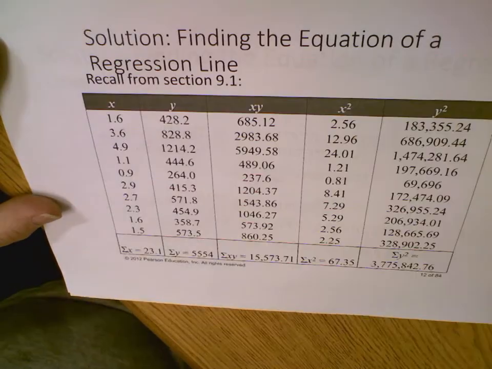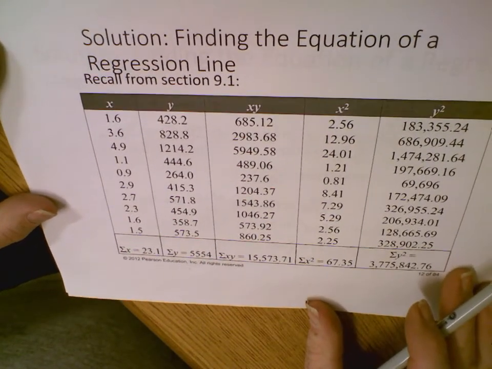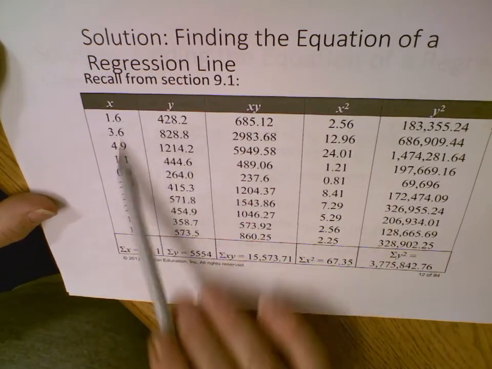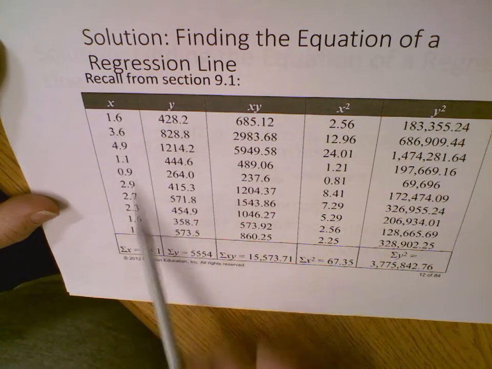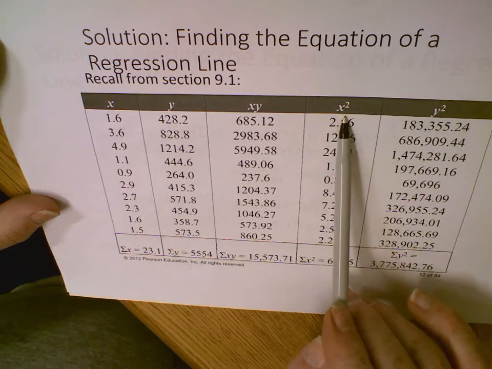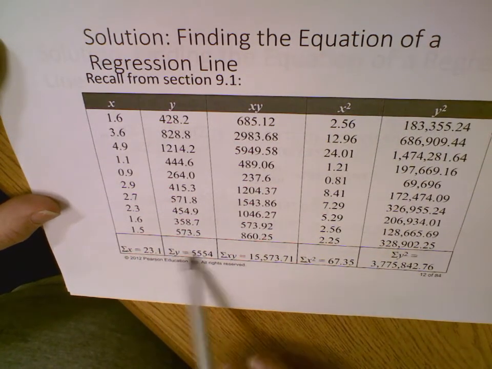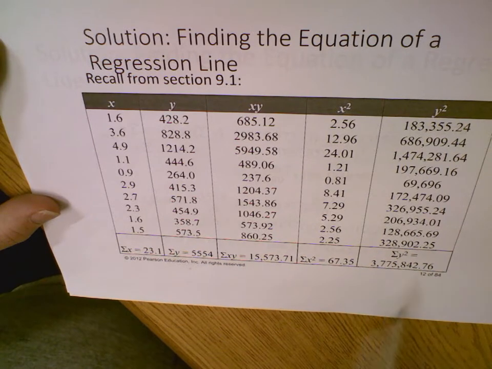So it's going to be quite a bit harder. This is what the chart would look like if we did do it all out. You've got your x's, you've got your y's, you've got x times y, each of the x's squared, each of the y's squared, and then down here I added them all up.